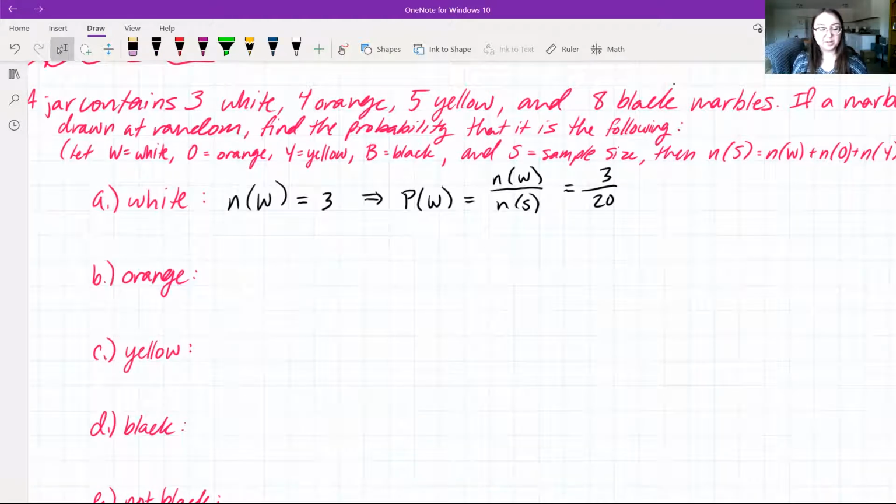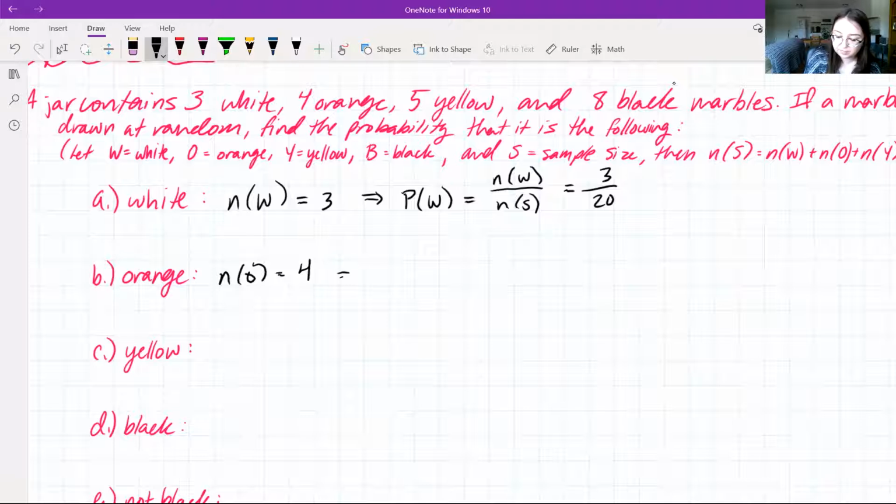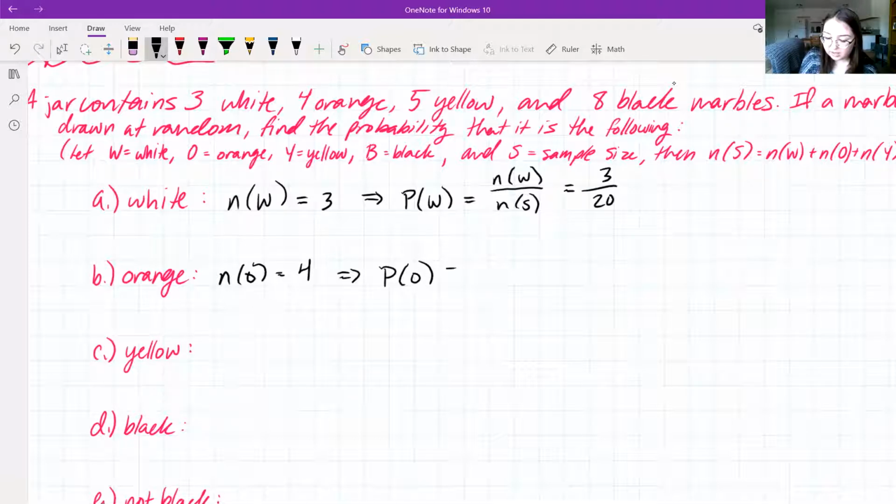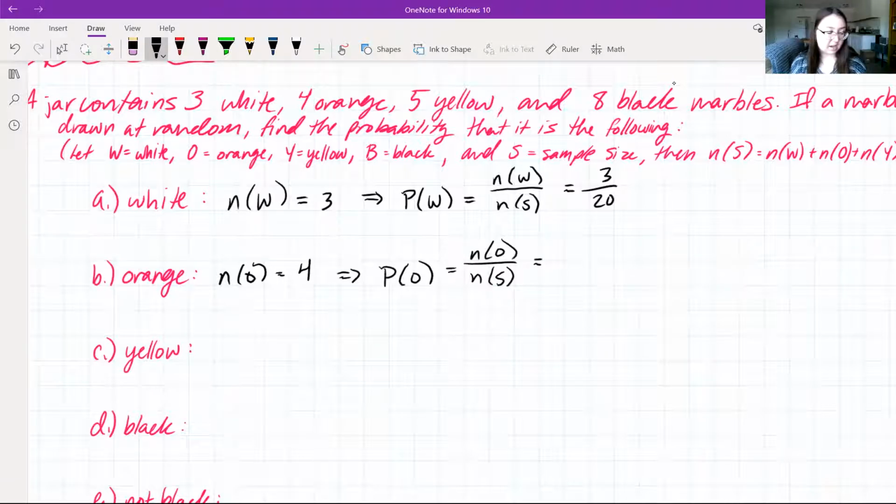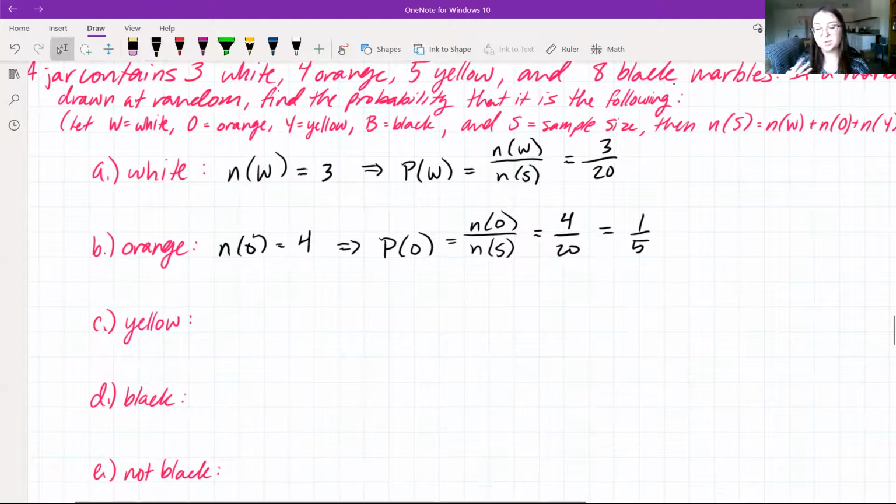Now moving on to orange, we want to find N of O. From our question, we know there are 4 orange marbles in our jar, so N of O is going to equal 4. Then we'll just use our probability principle. P of O, or the probability of drawing an orange marble out of the jar, is equal to N of O divided by N of S. N of O is 4 and N of S is 20, so we have 4 over 20. Now we can simplify this a little further: this is equal to 1 over 5. You normally want to simplify down to the simplest form when doing these problems.